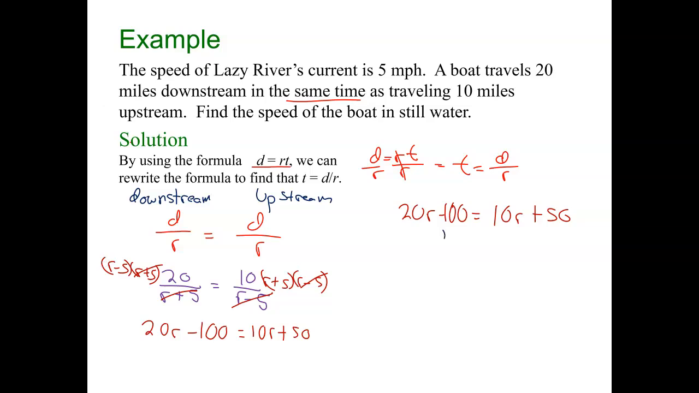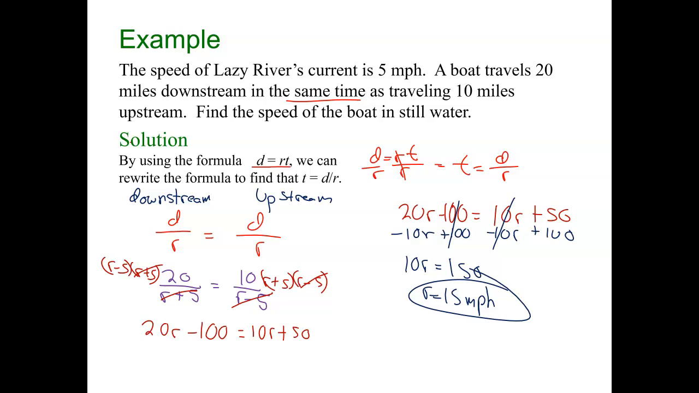What else? Okay, so I get 10r equals 150. So the rate is 15 miles per hour. Okay, that's pretty much it.